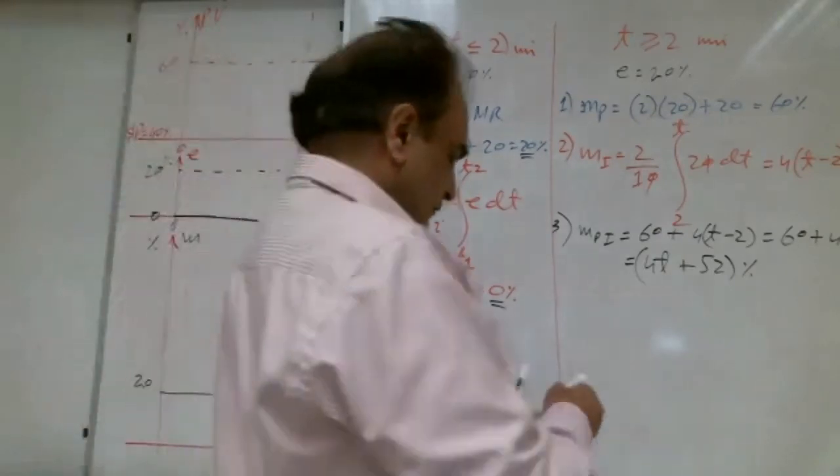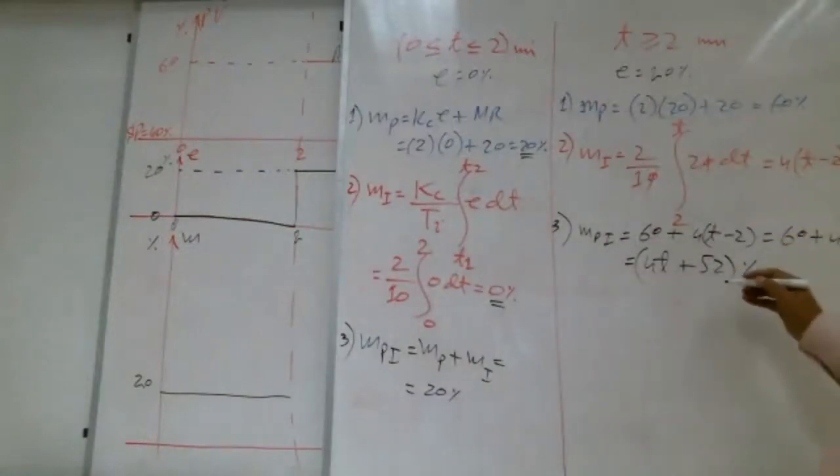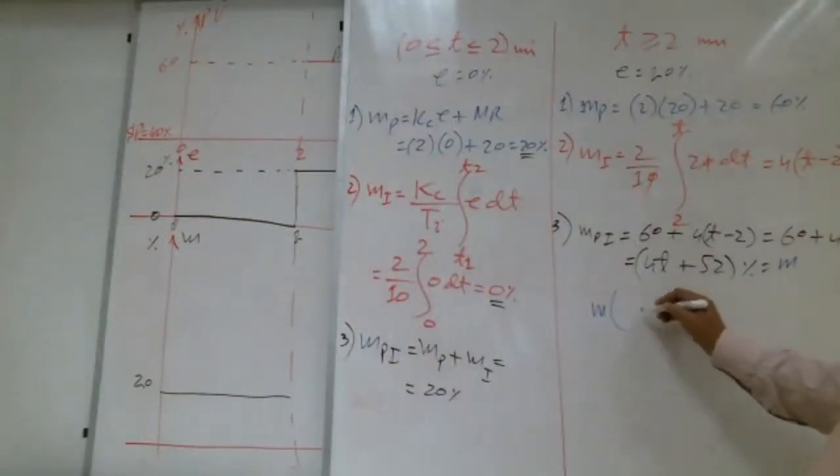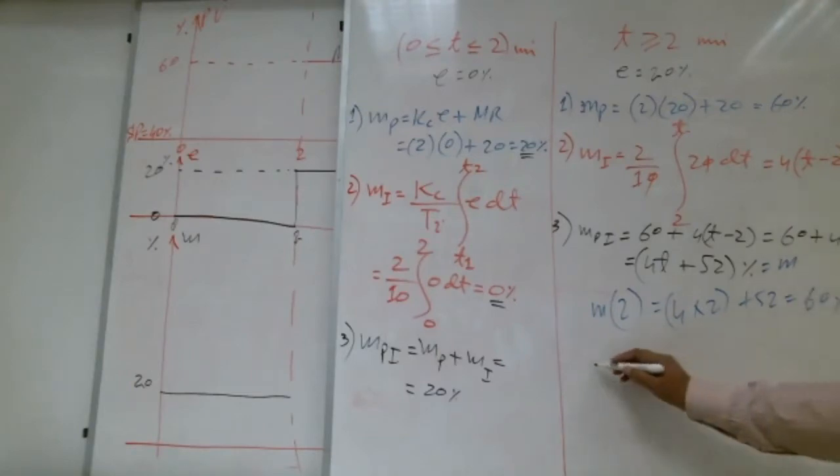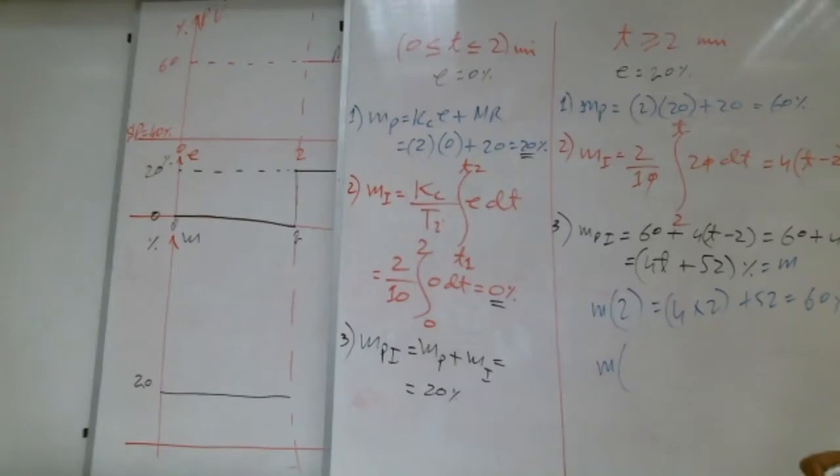Now come this side. Say M. So M at how much? 4 plus 52. How much above? 60%. Very good. And M of what is the second point? 12. 4 into 12. How much above? 48 plus 52. 100. Right, Shabab?